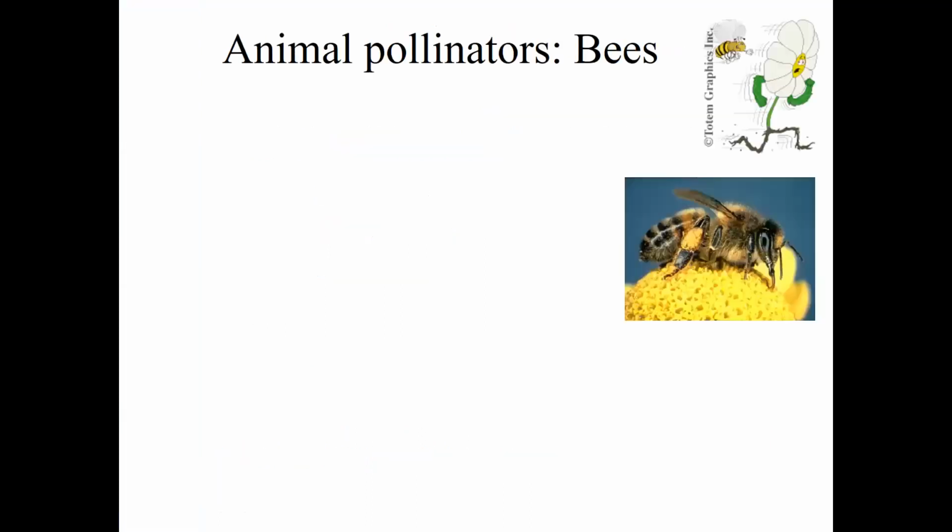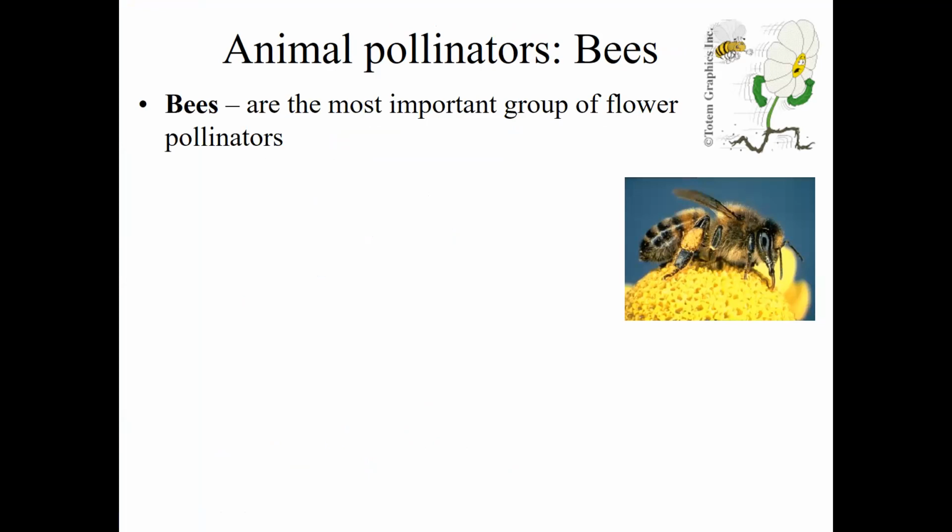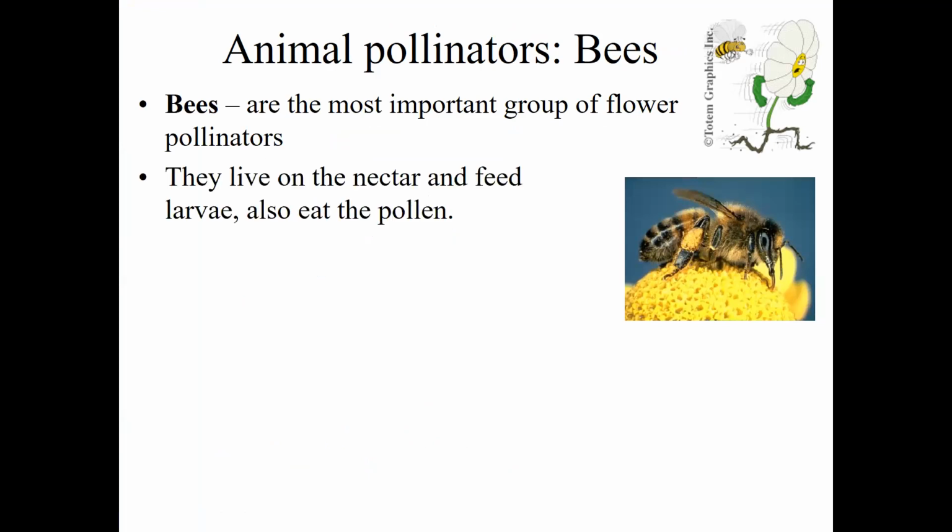Animal pollinators, bees, are very important. For example, honeybee. So bees are the most important group of flower pollinators. They live on the nectar and feed larvae, and also eat the pollen. So they not only live on the nectar, but they also eat pollen, because pollens are rich in protein.